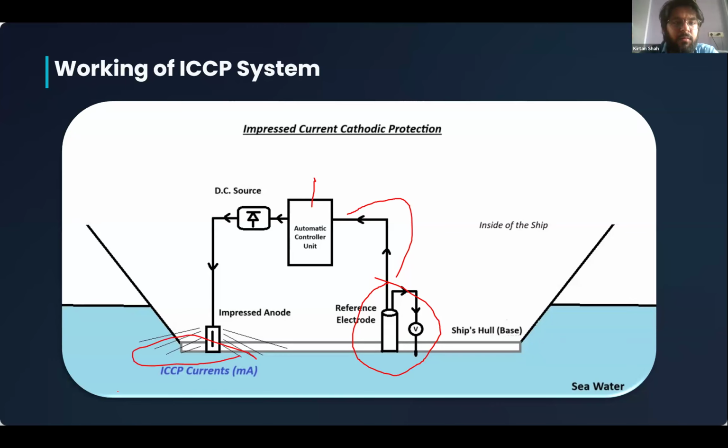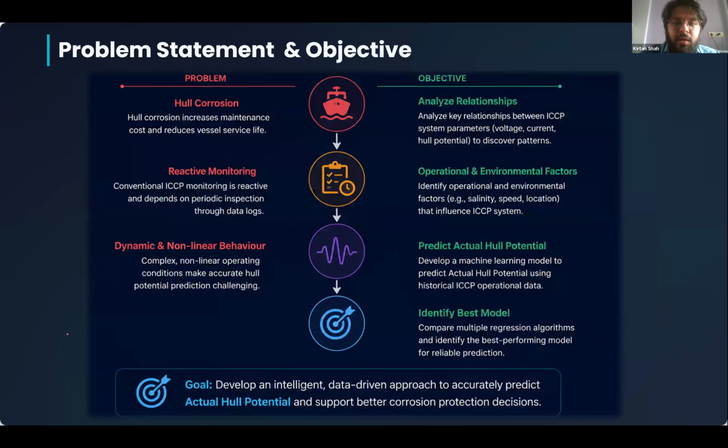So my problem statement is, where the ICCP system helps to prevent the corrosion or rusting of iron of the ship's base. Hull corrosion increases maintenance cost and reduces vessel service life. Now the second is, this ICCP works in such a way that the engineers have to monitor the set potential, the current, the voltage accordingly.